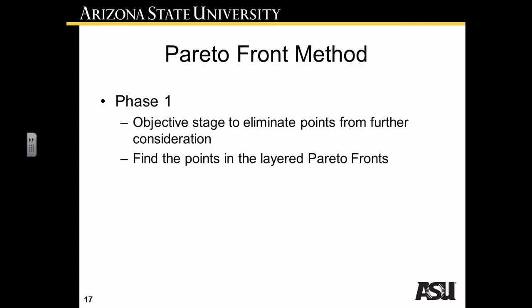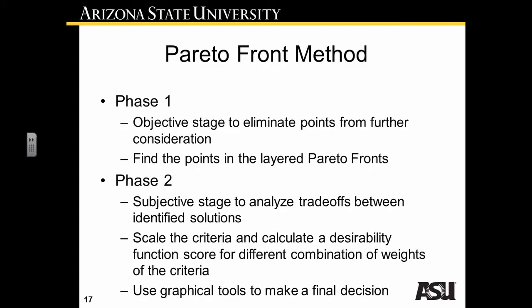In phase 1, it's an objective stage where we eliminate points or solutions from further consideration. This is strictly objective, and it's where we find the solutions in the layered Pareto front, like we just saw. Phase 2 is a subjective stage which allows us to analyze the trade-offs between identified solutions. This brings in the subjective nature of decision making. If we have multiple managers trying to decide the most critical subpopulations, different managers might have different priorities on which criterion is more important. So this phase allows us to examine the trade-offs between identified solutions and how we might change our decision depending on how we prioritize the criteria.